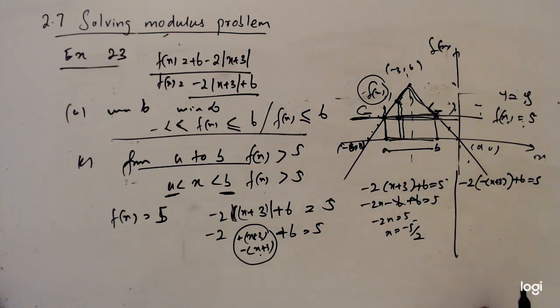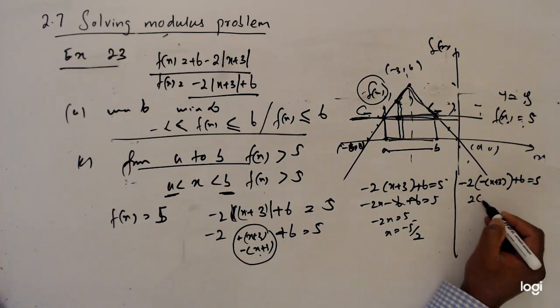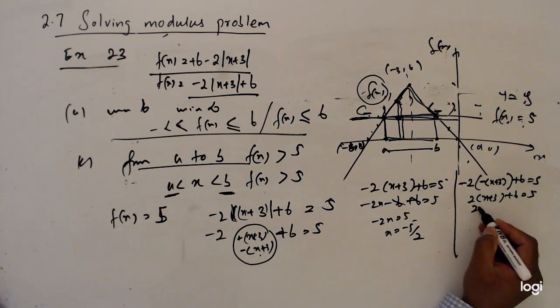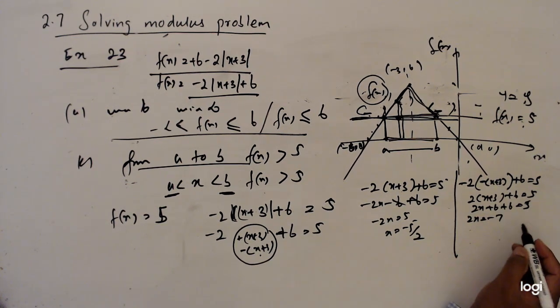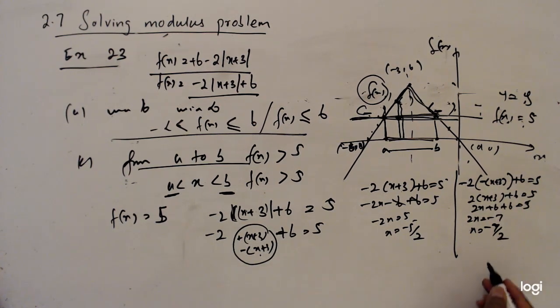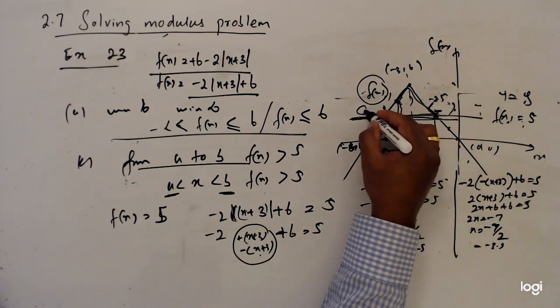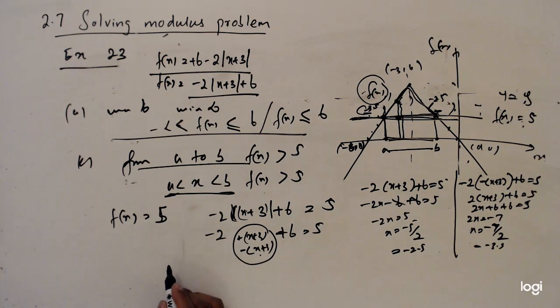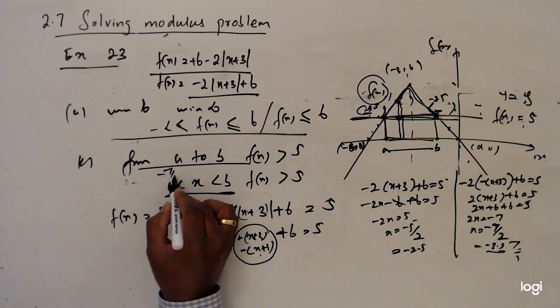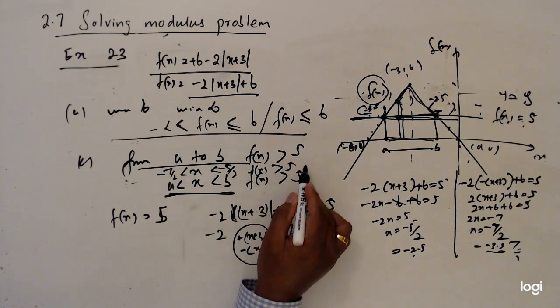So both have minus answers, and we have to look at this one. Minus times minus is positive, so positive 2x plus 3 plus 6 equals 5. 2x plus 6 plus 6 equals 5, so 2x equals minus 7. So x equals minus 7 over 2. Which one? So minus 3.5 and minus 2.5. So we write minus 3.5 less than x less than minus 5 over 2, which is minus 2.5, for f(x) greater than 5. So this is the answer.